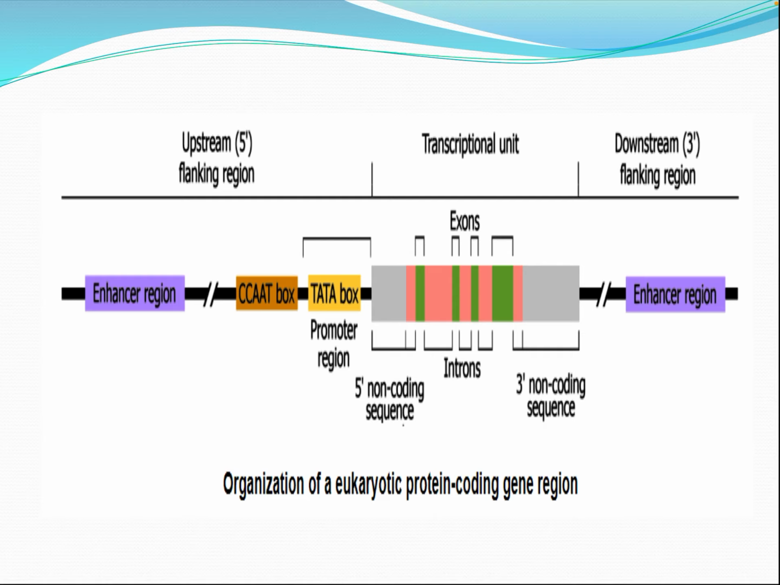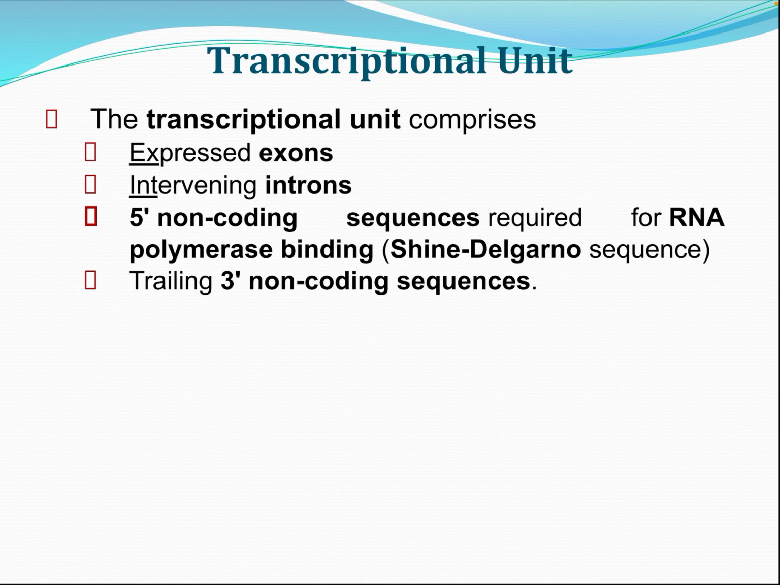Between the enhancer regions, the transcription unit lies. The beginning of the transcription unit is represented by a TATA box, and the promoter region contains the TATA box as well as the CAT box. The exons and introns are embedded inside the transcription unit. So the transcription unit contains the expressed sequences called exons, and the non-coding intervening sequences called introns.